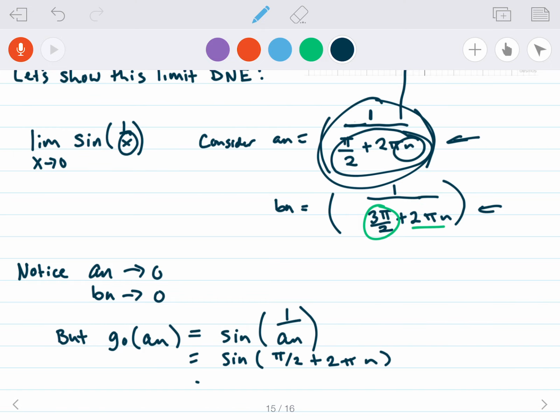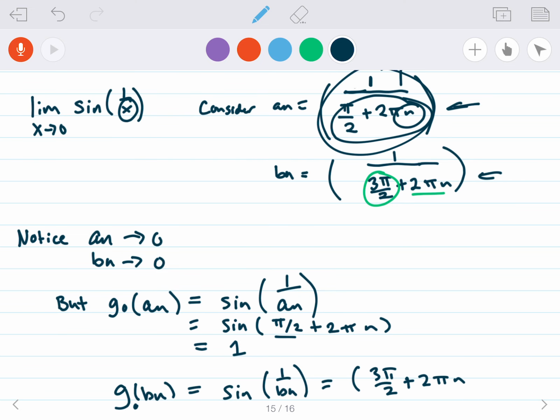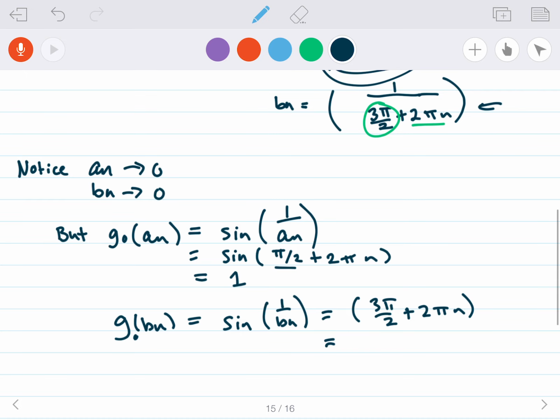And we know that the sine of anything coterminal to pi over 2 is going to be 1. While on the other hand, g naught of bn is going to equal sine of 1 over bn, and that's just going to be sine of 3 pi over 2 plus 2 pi n, and we know that any angle that's coterminal to 3 pi over 2 will have a sine of -1.